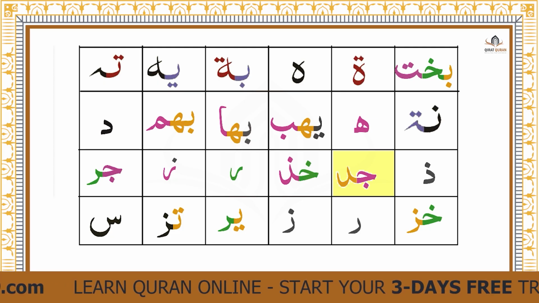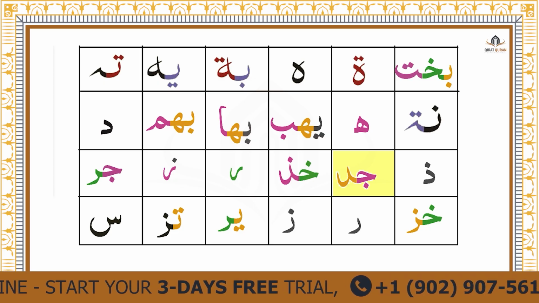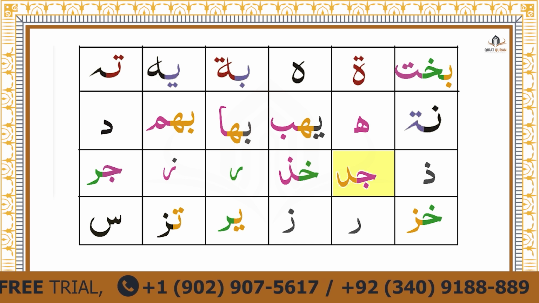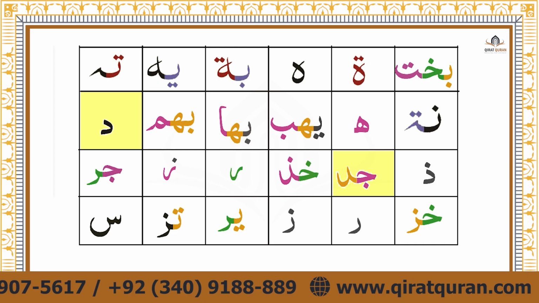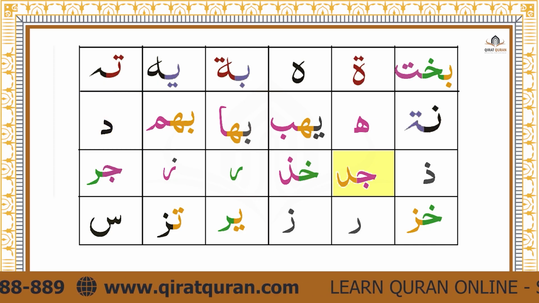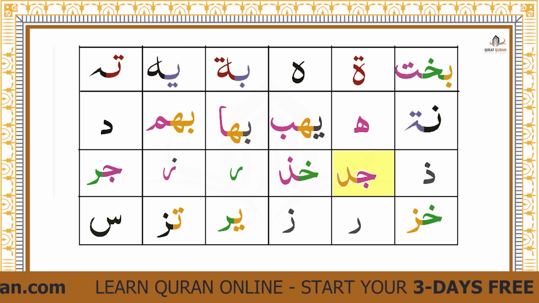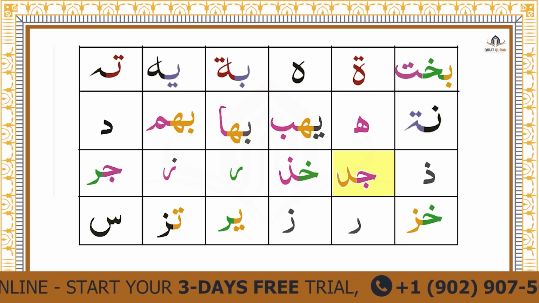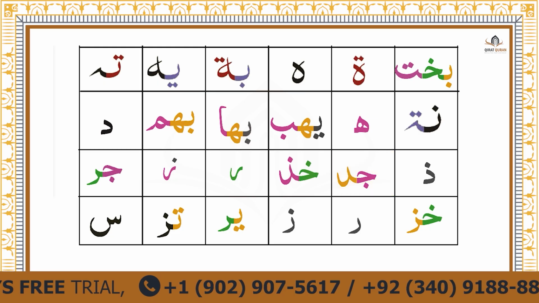So this first letter, the purple one, is jim. And then the second one is dal. Normally, dal looks like this, but when it connects to any other letter, the shape of dal changes a bit and it looks like this. Can you see here? This is dal. So these two letters are jim, dal.